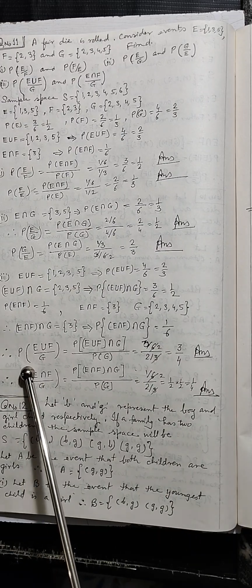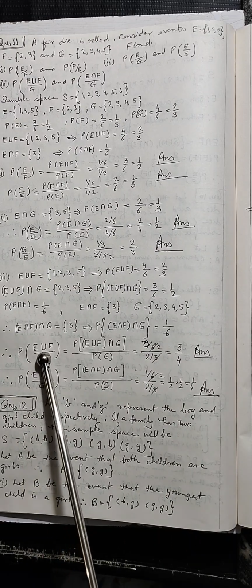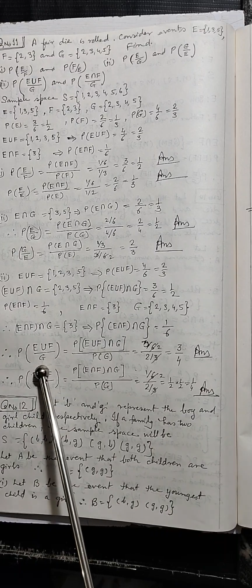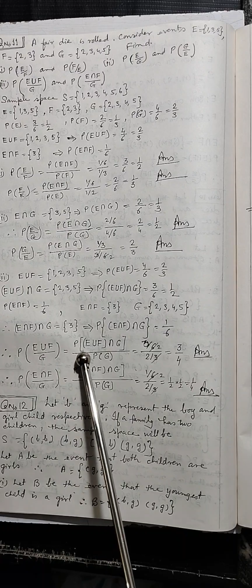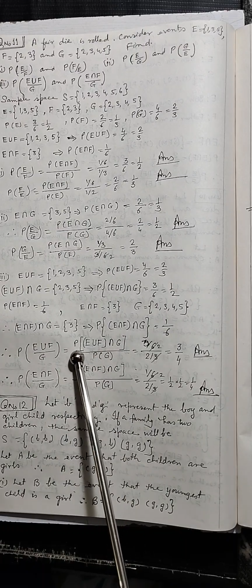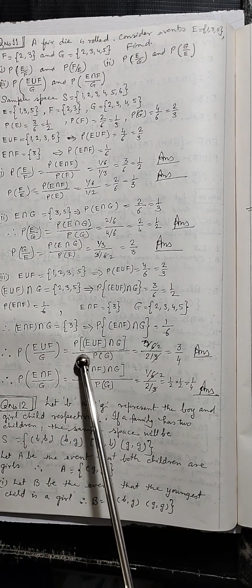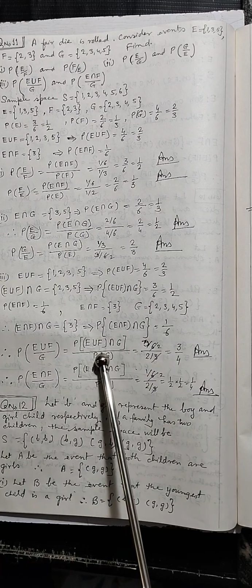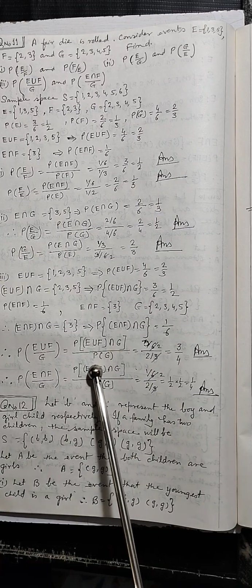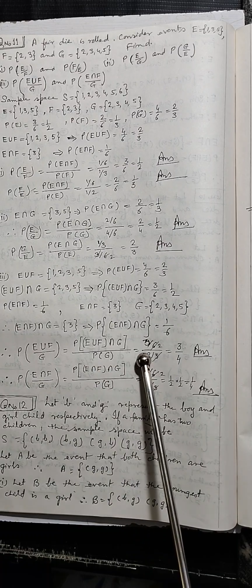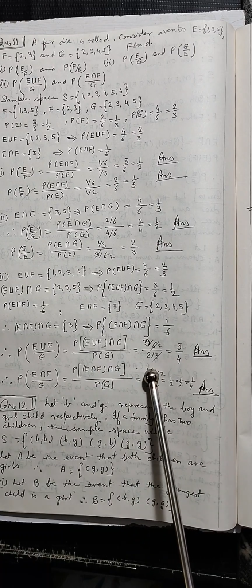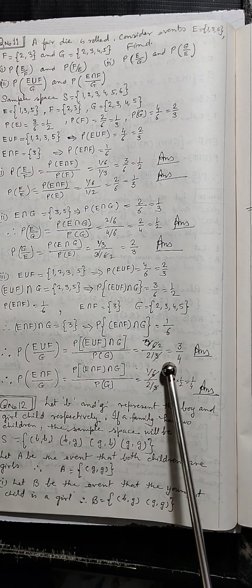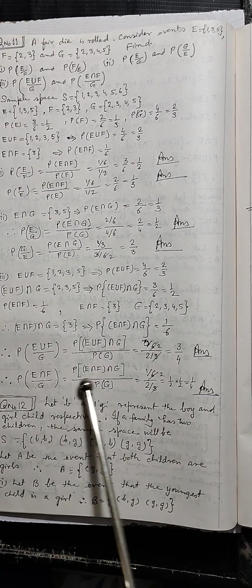Therefore, the probability of E union F upon G. So what will we do? First, we will take the intersection of the two. Probability of (E union F) intersection G whole divided by probability of G will be equal to 3 by 6 whole divided by 2 by 3. Further solve it, you will get 3 by 4.